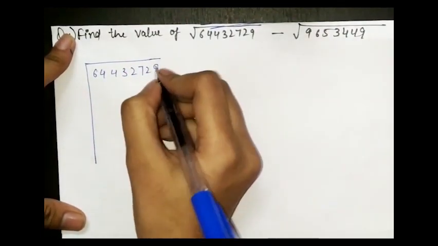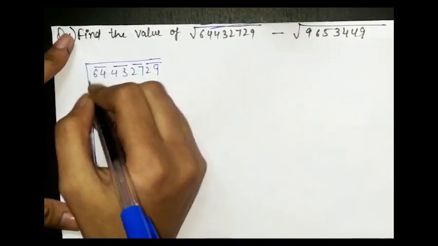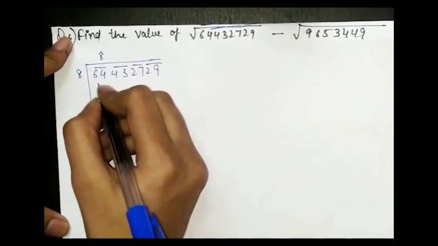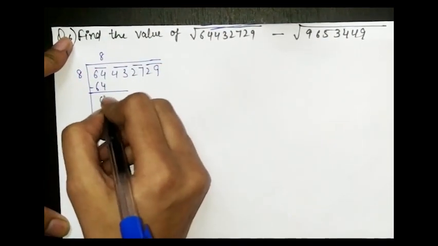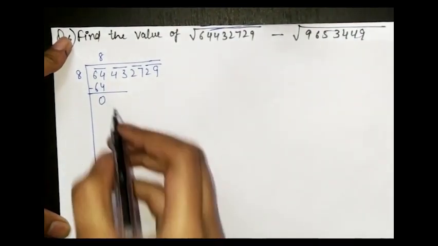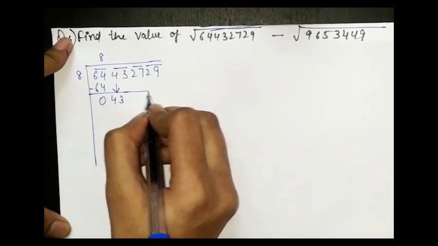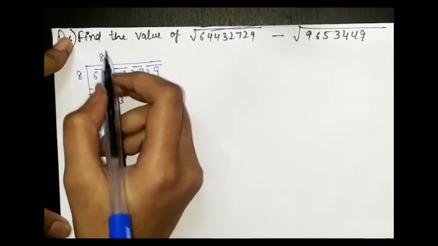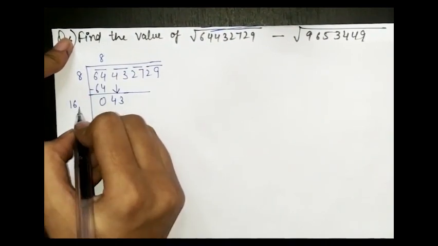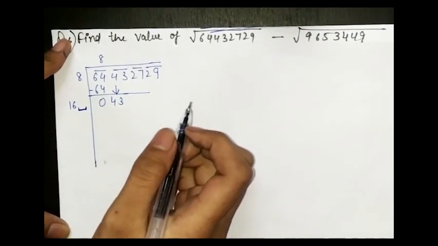Then you have to make pairs: 1 pair, 2 pair, 3 pair, 4 pair. You all know that 8 8s are 64, which means this is completely divisible, and the remainder is 0. Now you write 43 here, and then you have to double the 8, that is 16.